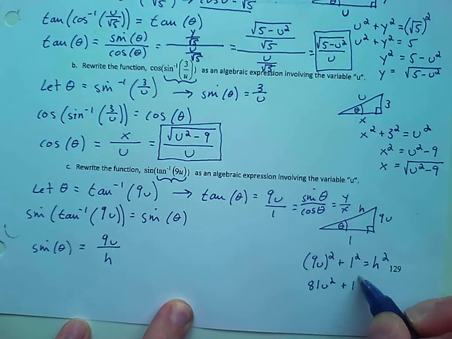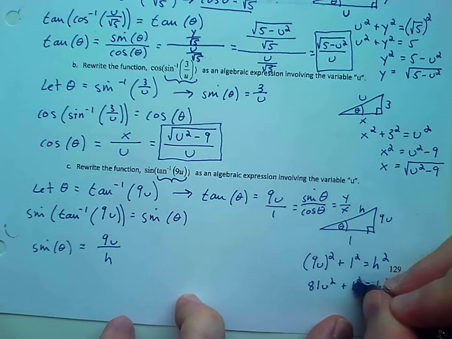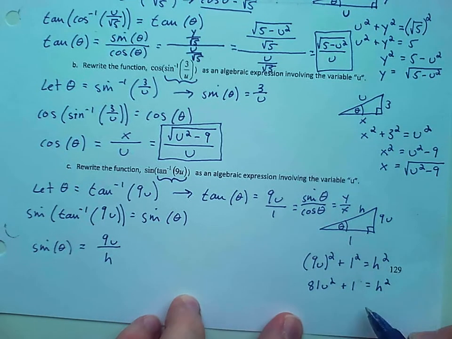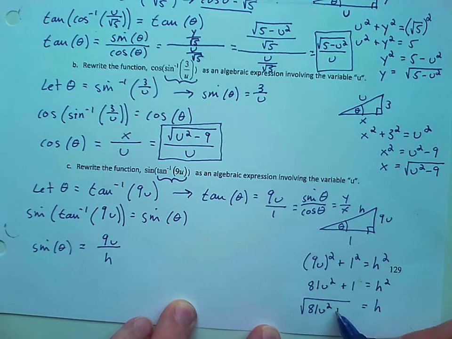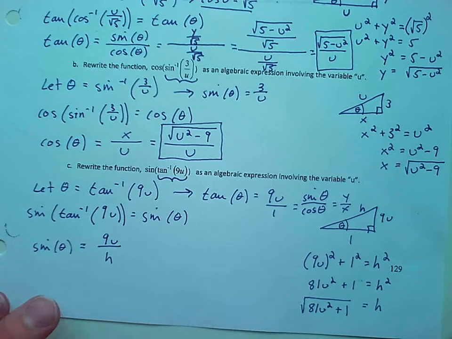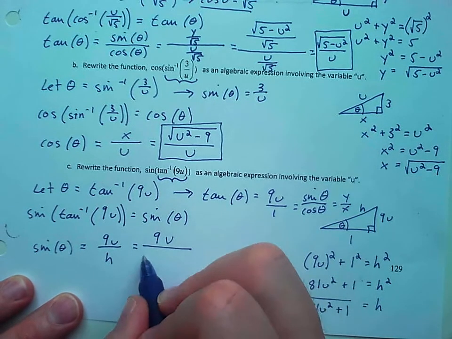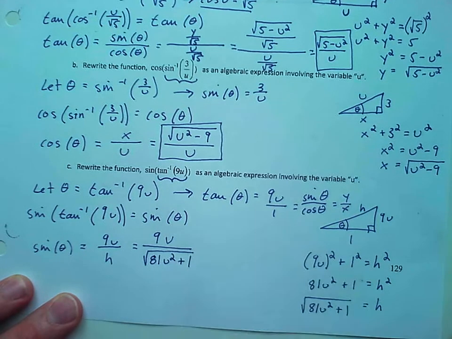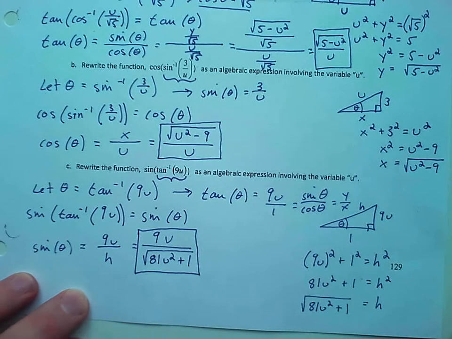This is going to be 81u squared plus 1 squared is equal to h squared. 1 squared is just the same thing as 1. So therefore, h is going to be equal to the square root of 81u squared plus 1. So therefore, here I can write this as u squared divided by the square root of 81u squared plus 1. And now we have our expression again just in terms of u.